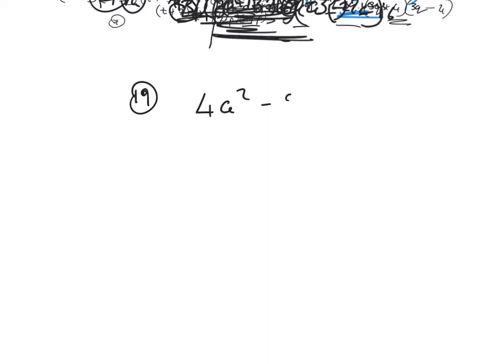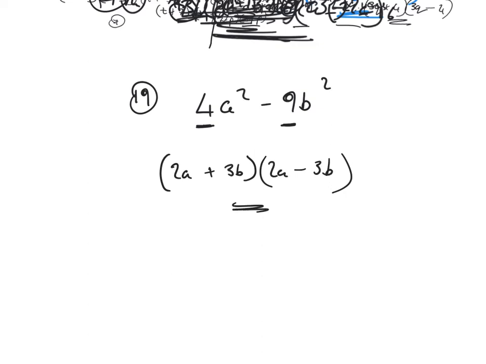Okay, example 19. 4a squared minus 9b squared. Okay, this example looks like it might be highest common factor and then difference of two squares, but if you think about it, from 4 and 9, I can't take anything, so that's just straight difference of two squares. Bracket with a plus, bracket with a minus, square root of 4a squared, 2a, square root of 9b squared, 3b.